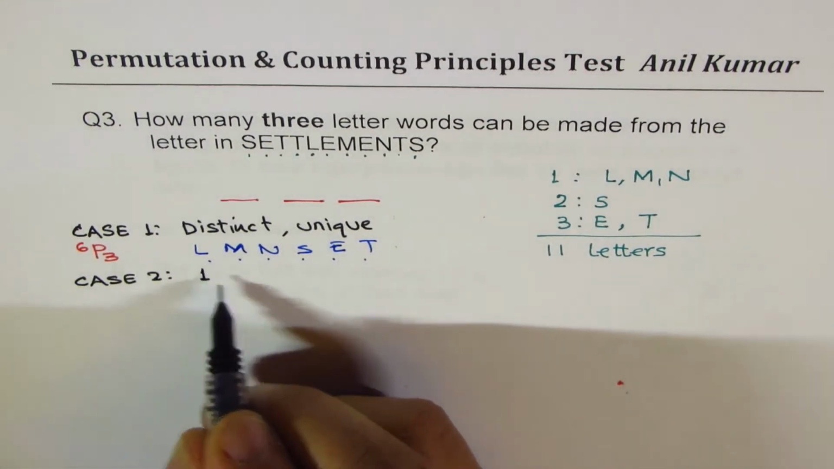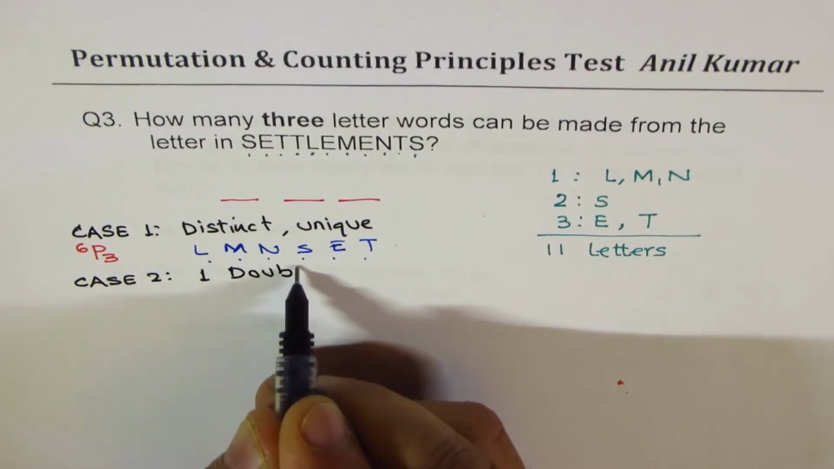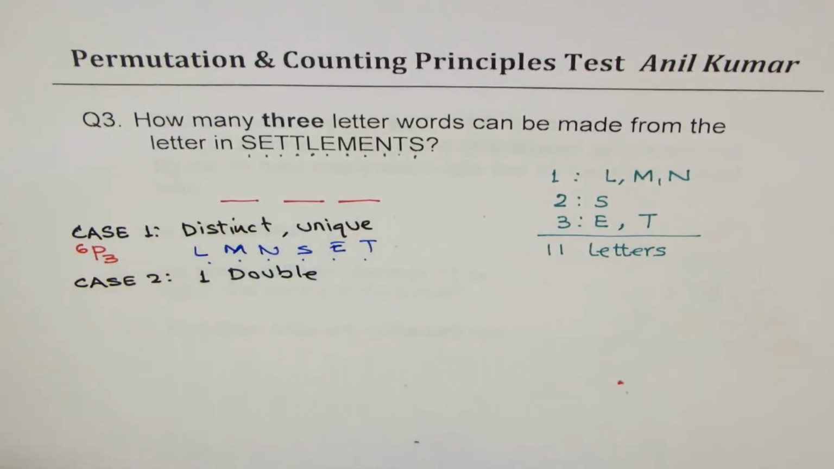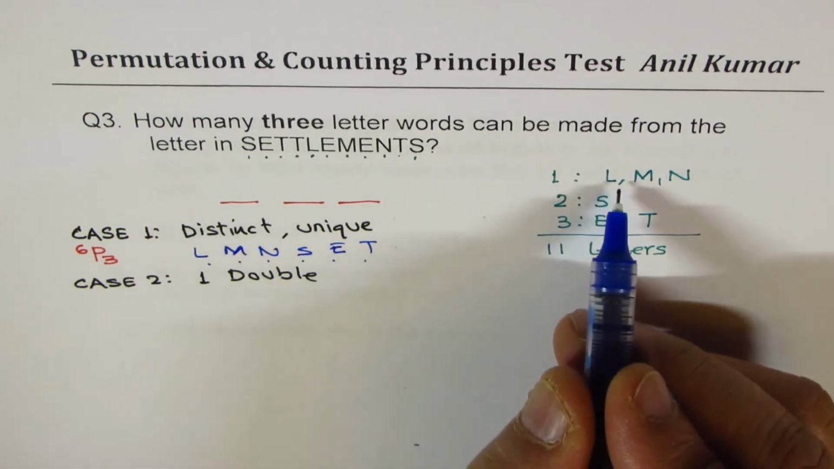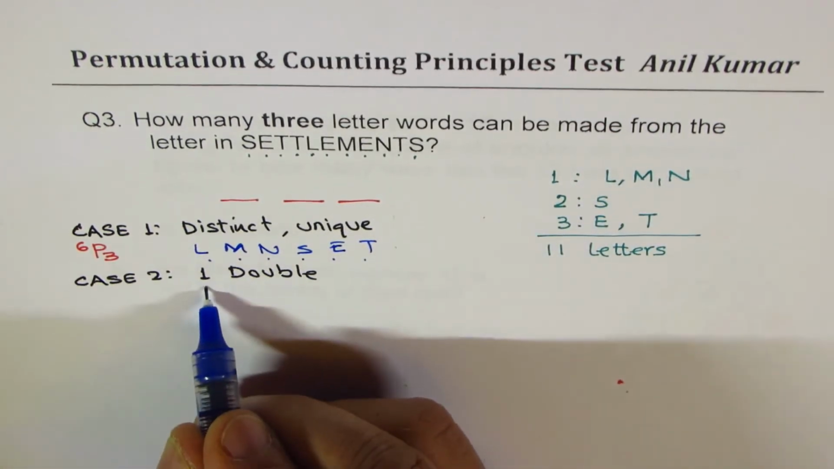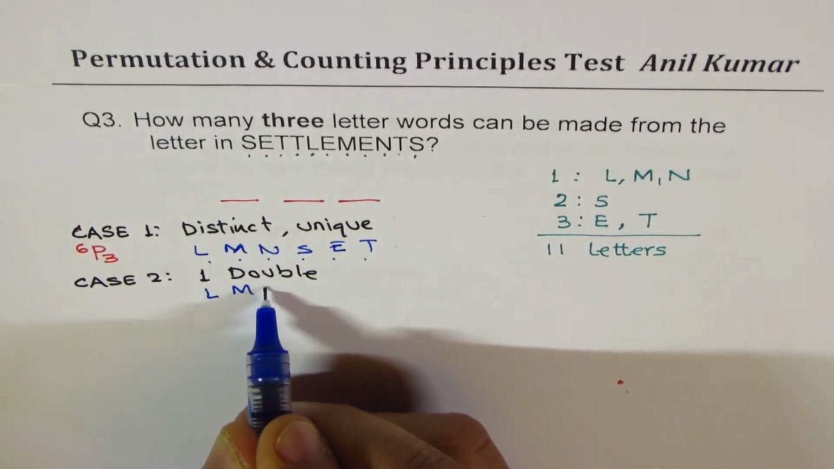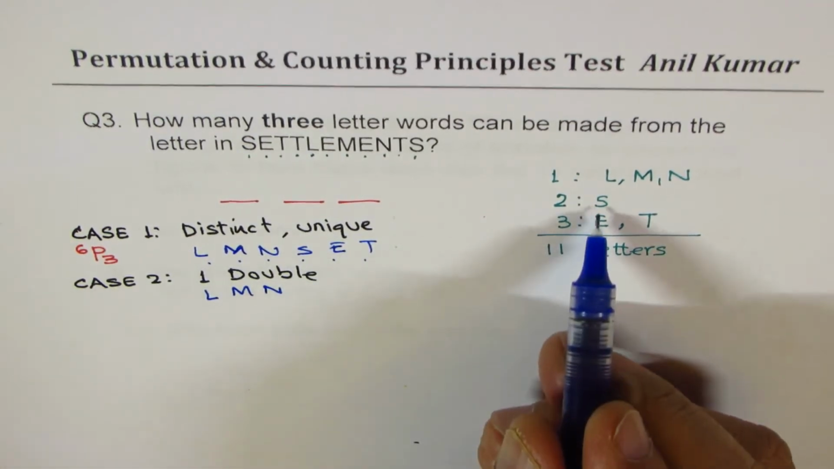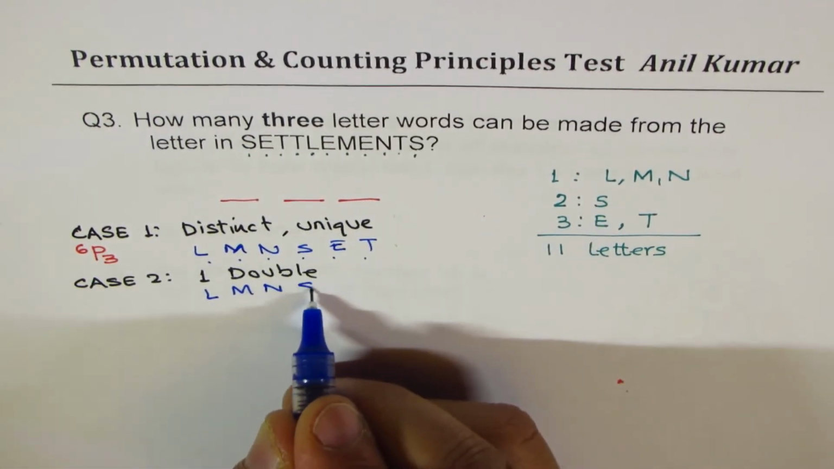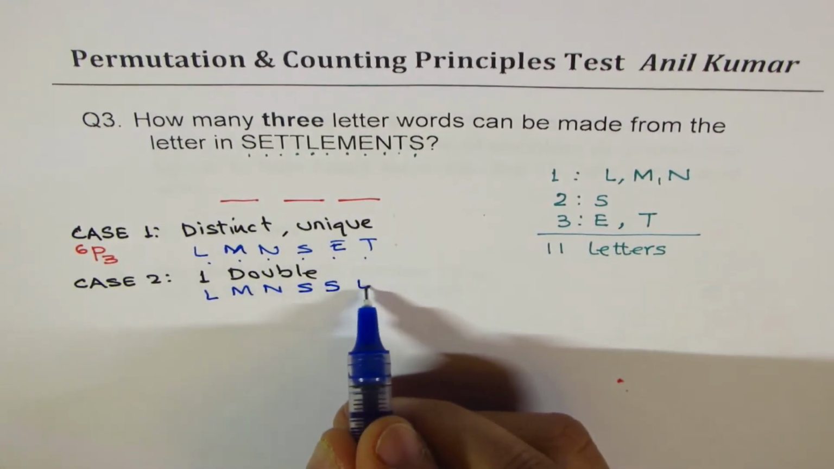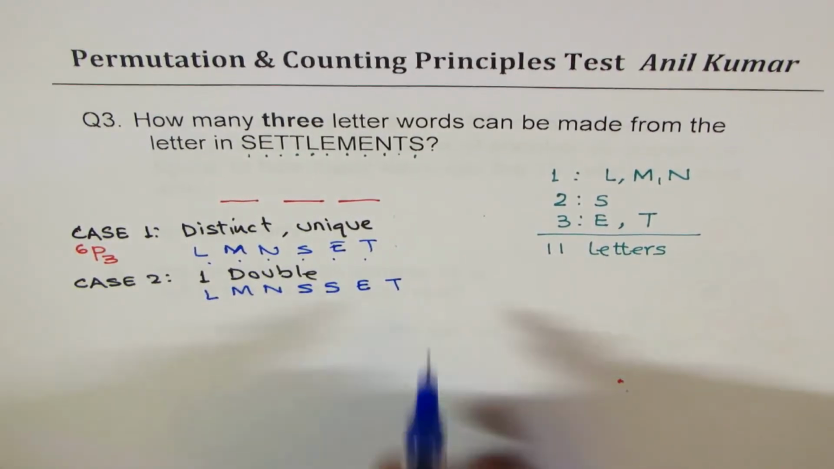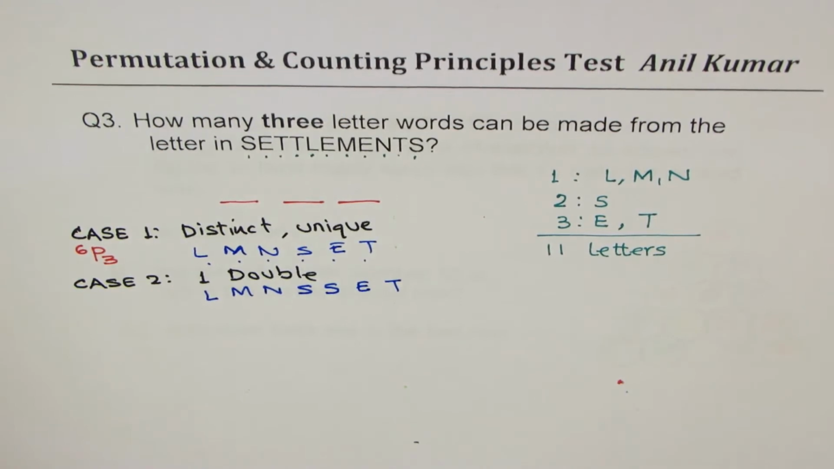Case 2 will take 1 double. There are 3 spaces, and only 1 letter could be double. That means a letter could be repeated. So if I'm talking about 1 double, then definitely I have L, M, N, which are single. Now if I use S as my double, then I have 2 S's. E and T cannot be double, so they are single.